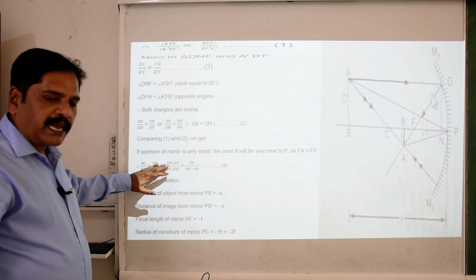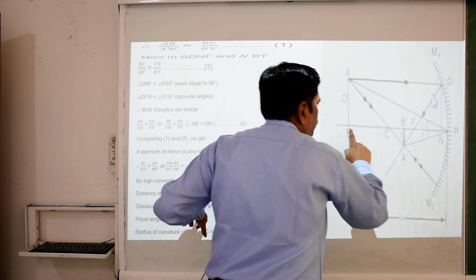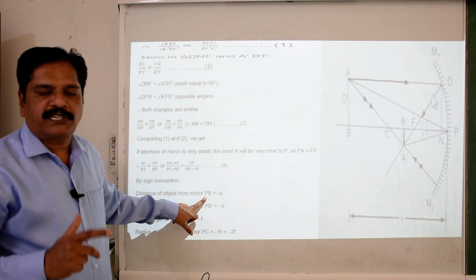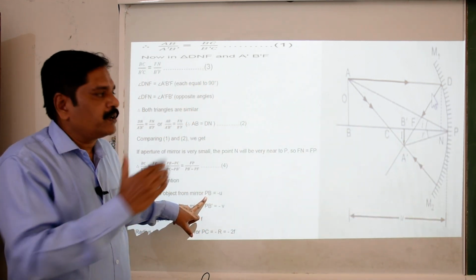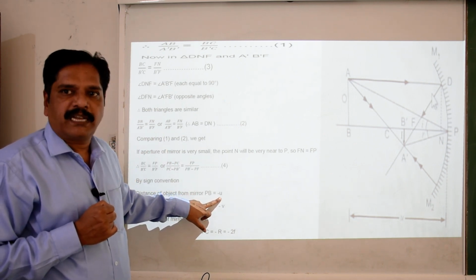Okay, so by sign conventions, if you observe PB, what is PB? PB is the distance of the object, it is denoted by U, and it is taken where? At the left hand side of the mirror, that's why it will be negative, right?